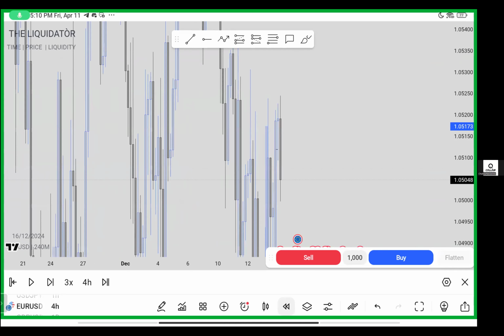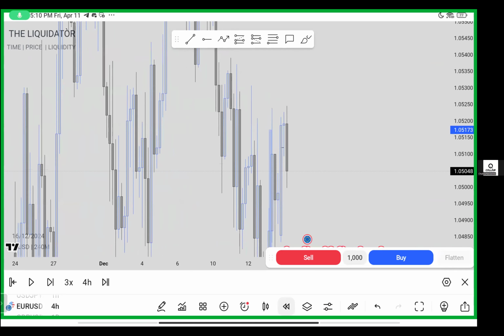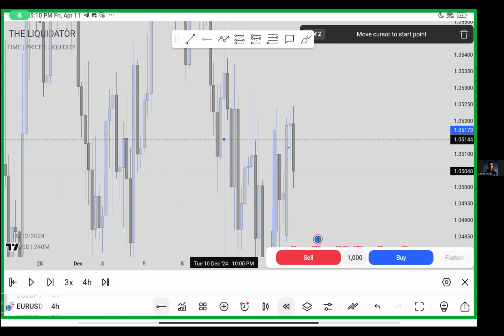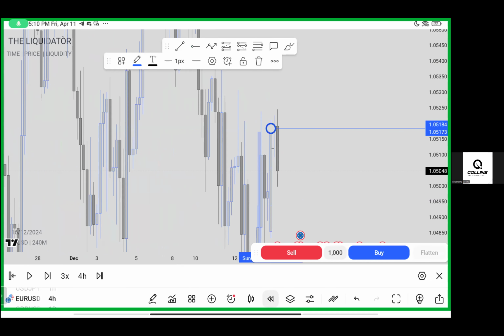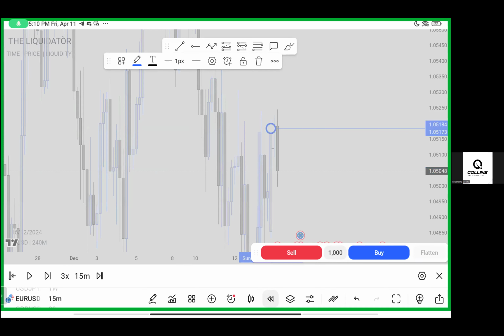Okay, now on the 4-hour time frame, there was a formation of an order block here. So this is going to be the order block right here. This is the formation of another block. So moving back to the 15-minute time frame, we want to see if we are going to sell from there.